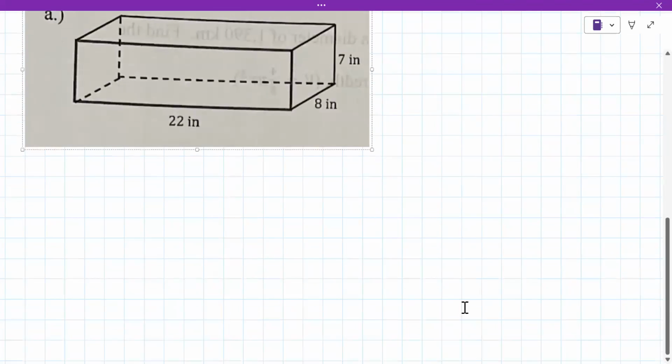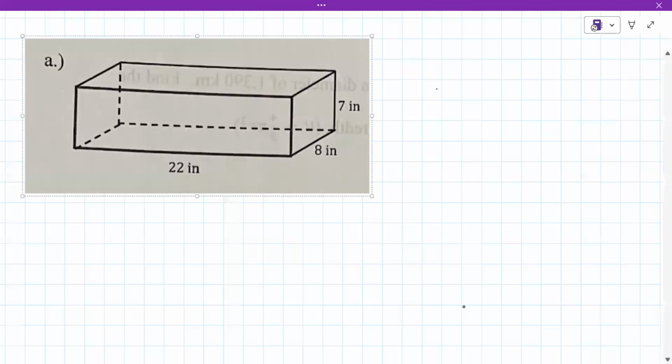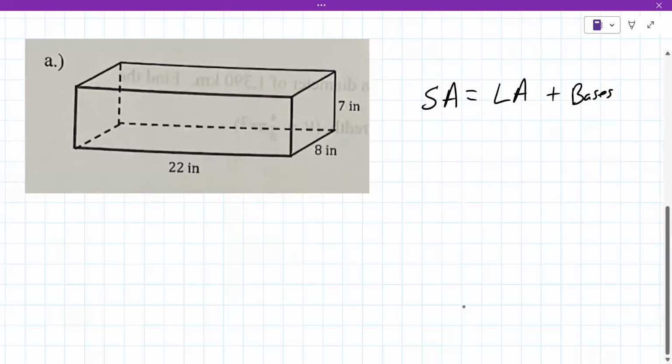So think of surface area. Surface area is what's called the lateral area plus the area of the bases. So the lateral area is kind of like the walls. If you look in the room you're in, there's probably four walls.